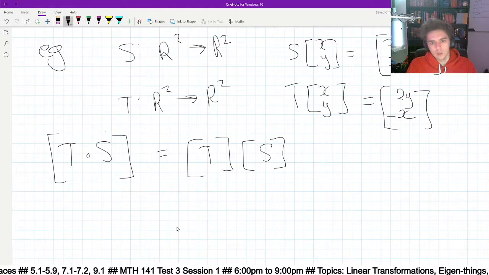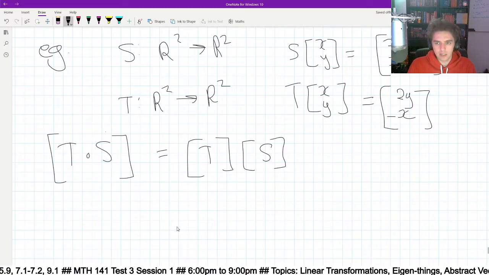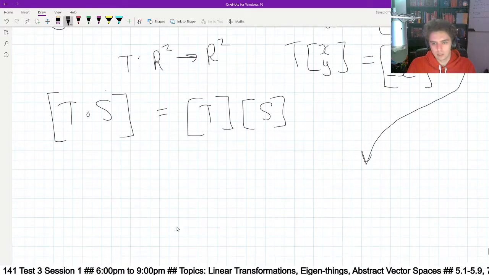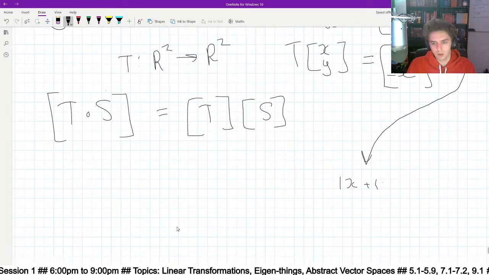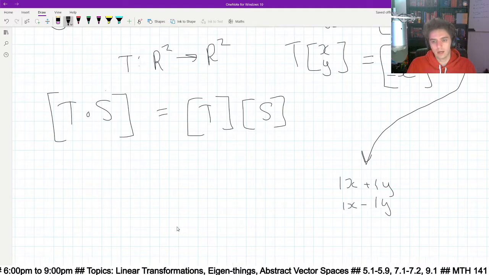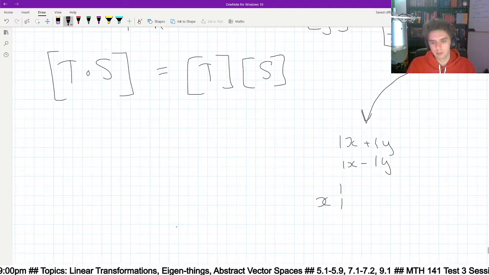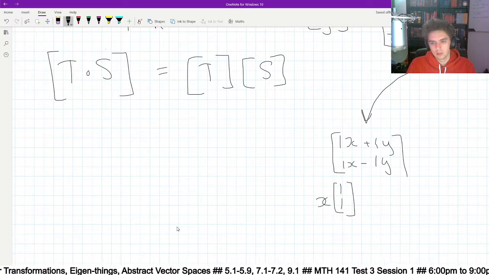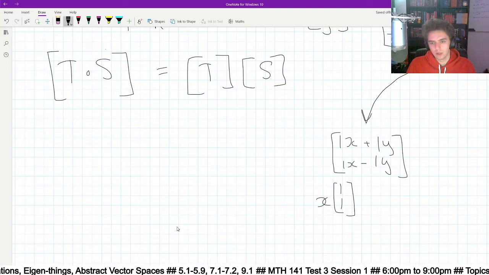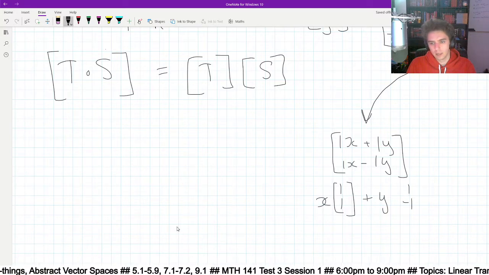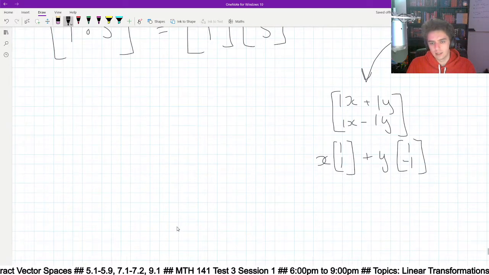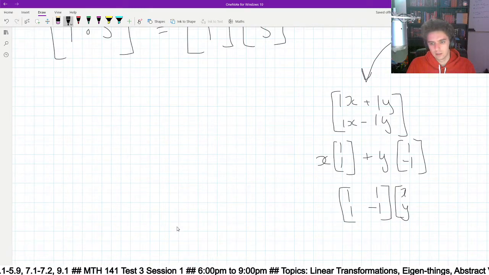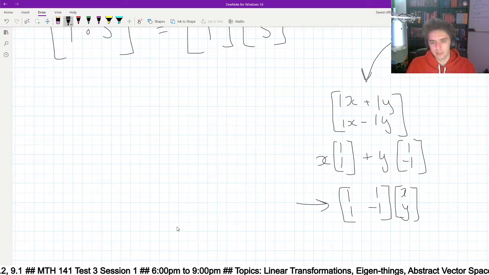First of all, we can find the matrix representation of S pretty quickly from this. We can use that trick I said. I can just treat this like 1x plus 1y, 1x minus 1y. Notice that this looks like matrix-vector multiplication. So x times (1, 1) plus y times (1, -1). And this ends up being the matrix representation of S. Okay, so that's the matrix representation of S.